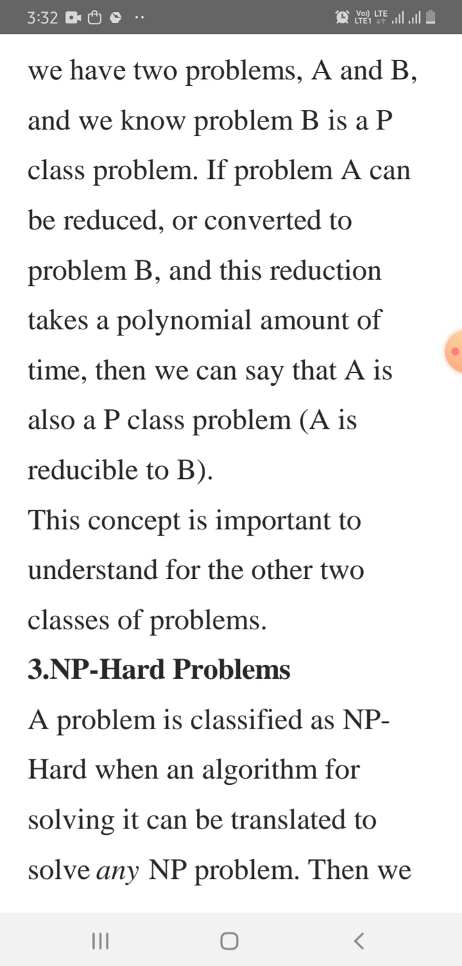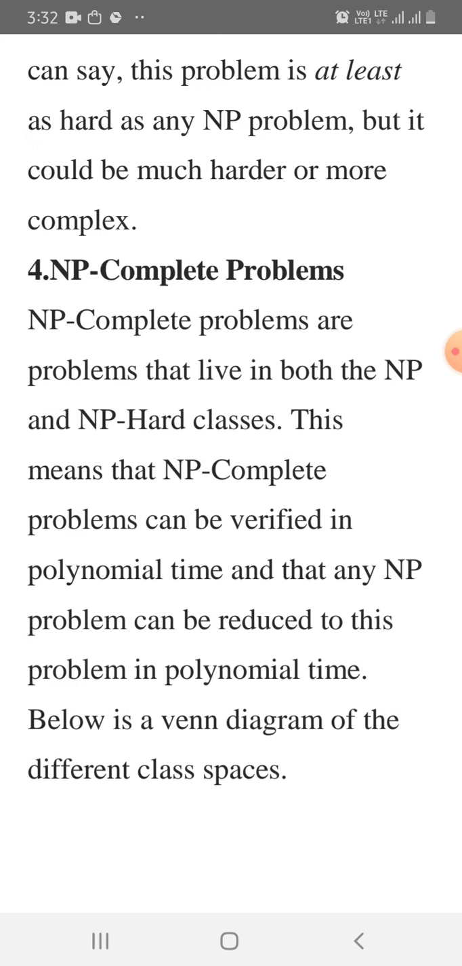Third is NP hard problems. A problem is classified as NP hard when an algorithm for solving it can be translated to solve any NP problem. Then we can say this problem is at least as hard as any NP problem, but it could be much harder or more complex.